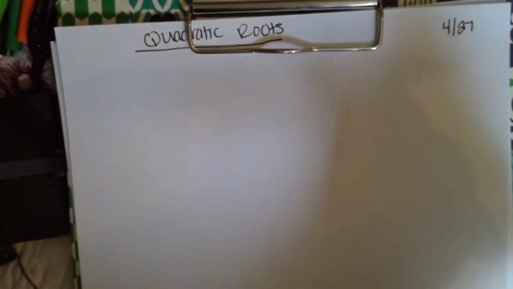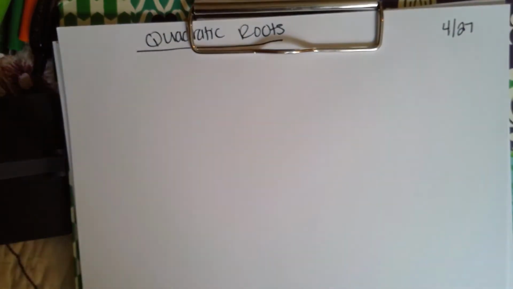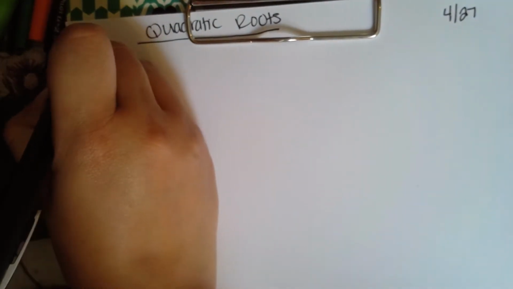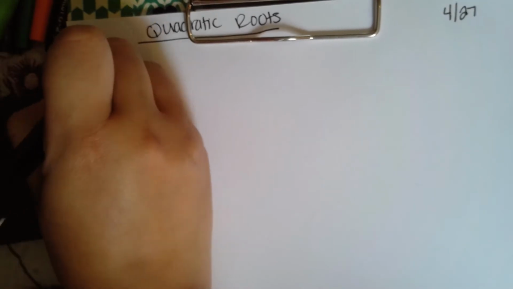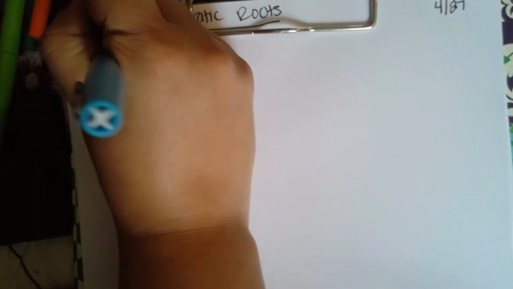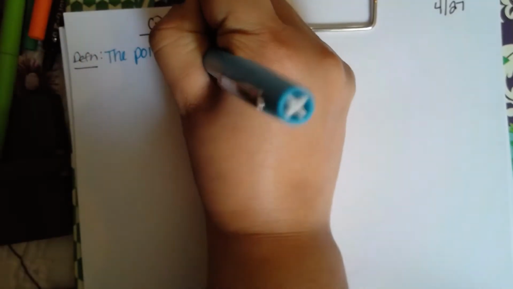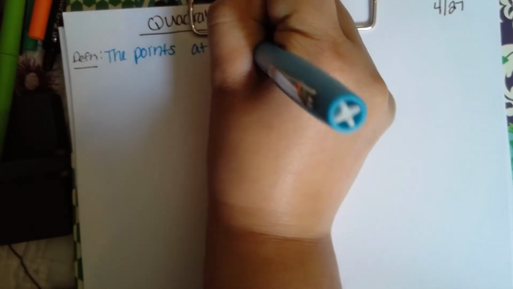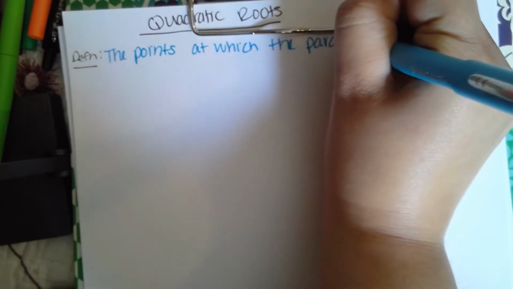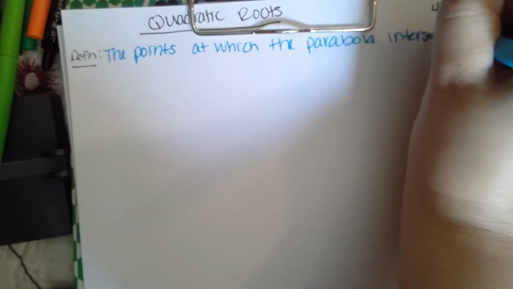All right, first things first. You need to know what a quadratic root is. So a quadratic root is the points at which the parabola, which remember is your quadratic equation, that's what it resembles, a parabola, intersects the x-axis.